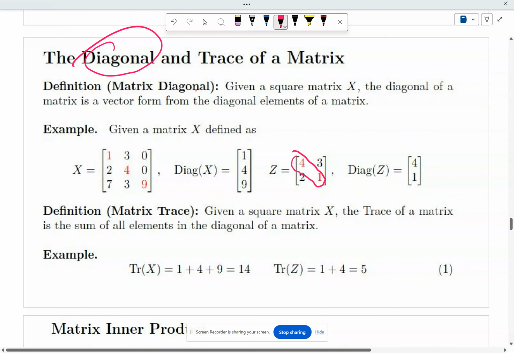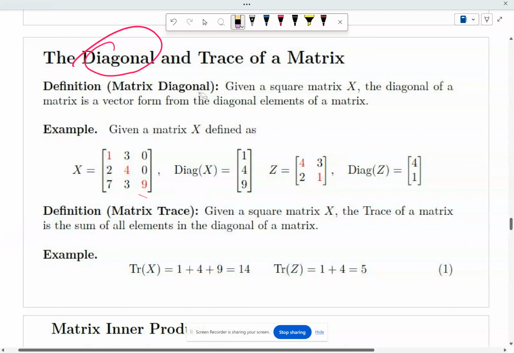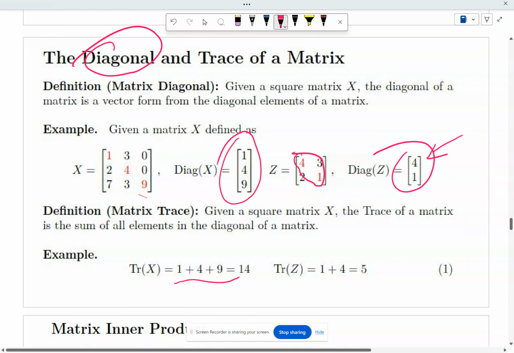Okay, now when we talk about the trace of the matrix, so if we have a matrix and somebody is asking you what is the trace, well, the trace is simply the diagonal, and you sum up all the elements. So right here it will be 1, 4, 9. So you take the diagonal and you sum them up, which gives you the trace. Okay.